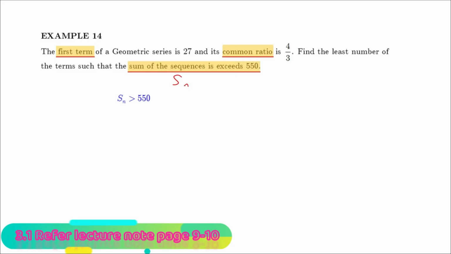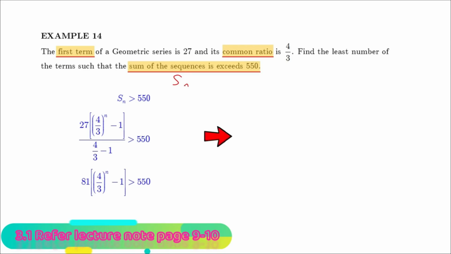So here, we have to use the formula for the partial sums of the GS for R greater than 1. So we have to substitute our A and R into Sn on the left side of the inequality to get the following. And simplifying the fraction on the left side of the inequality, we then have 81 times (4 over 3 to the power n minus 1) greater than 550. Dividing both sides by 81 and simplifying it some more, we then have 4 over 3 to the power n greater than 631 over 81.